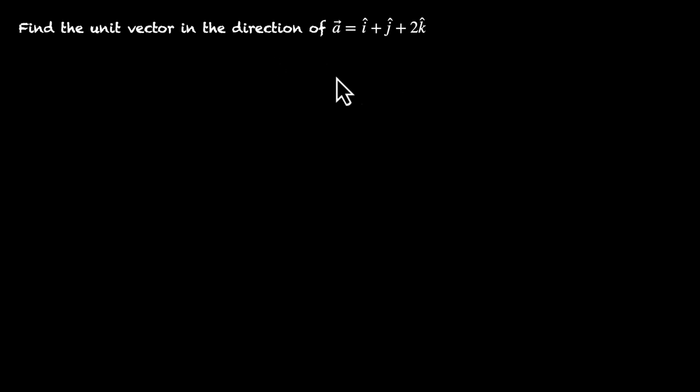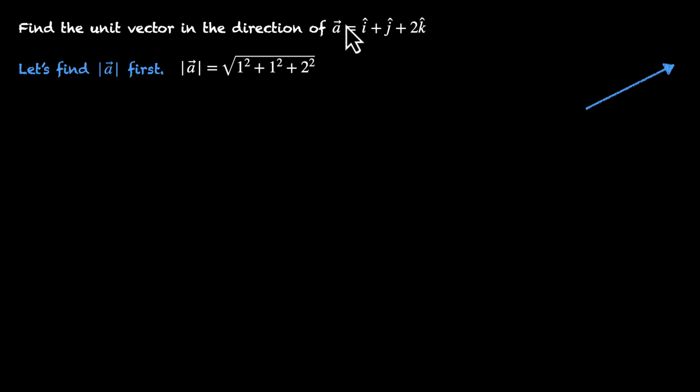Okay, so let's first find the magnitude of a vector. This is going to be square root of 1 square plus 1 square plus 2 square. That's 1 plus 1 plus 4, that's 6. So the magnitude is square root of 6. So this vector has a magnitude of root 6. But we need a vector which is in the same direction but with a smaller magnitude. We need the magnitude to be 1.